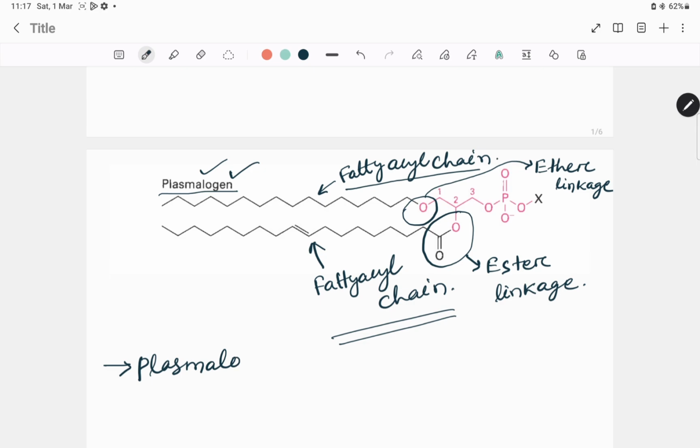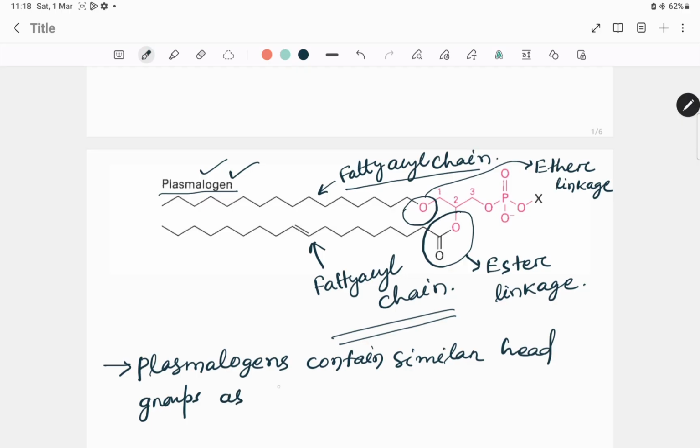Plasmalogens contain similar head groups as phosphoglycerides.